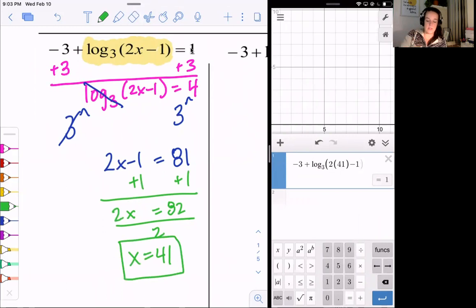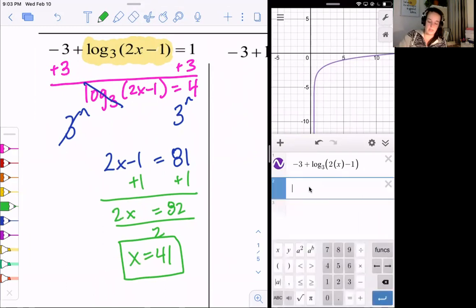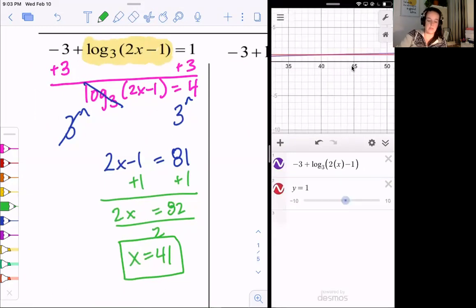If you wanted to do this on the graphing calculator, I'll just plug this in here. If we have x here, we should see the log equation, and we want to know where this side of the equation equals 1. So I'm going to put in y equals 1, and we see there are two lines. They're starting to come together over here, and they actually come together at x equals 41. So if you had a graphing calculator, you could solve this problem like that.